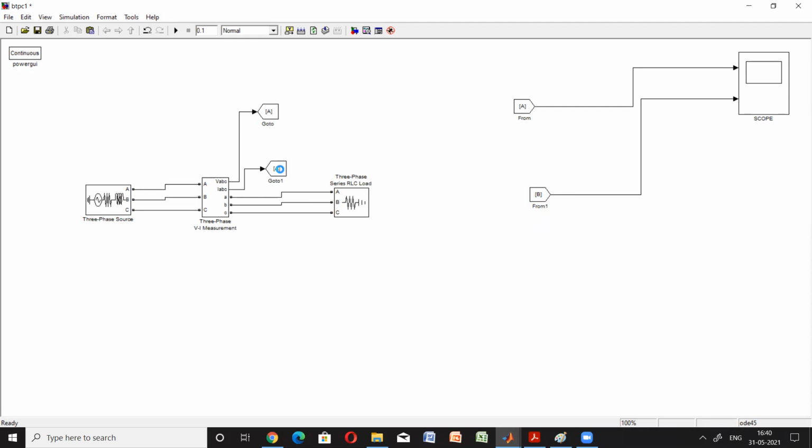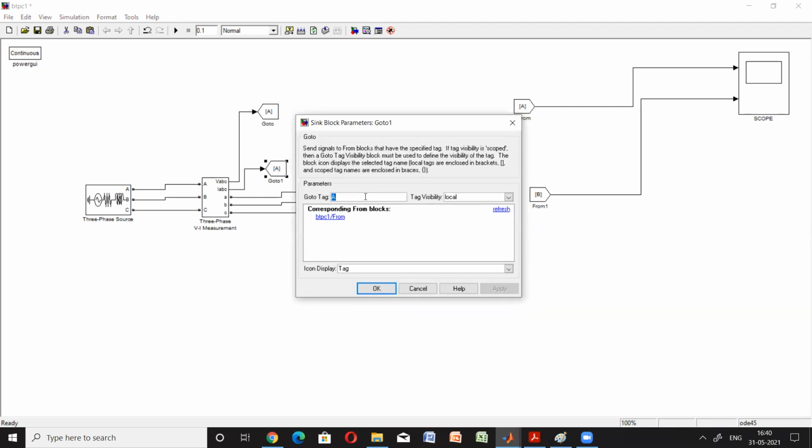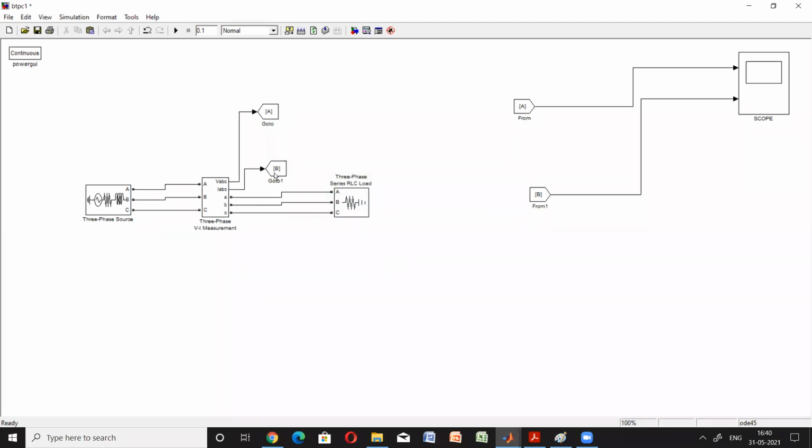Now click on Goto 1. Here also A is there, but I am taking this as B. So we are connecting this B with this B. This Goto A is connected with From A, and this other Goto, since we are taking the current, let me name it IABC_GT. GT stands for Goto, and this one is for voltage, VABC_GT.